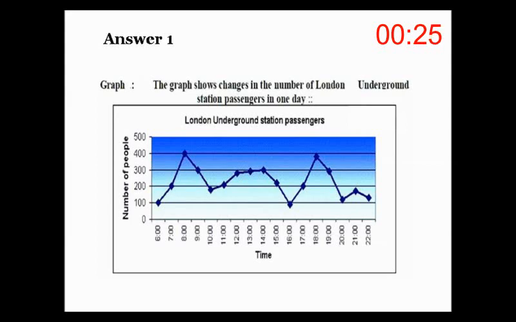According to the graph, after the peak, the number decreased again dramatically to 10 a.m. Last but not least, at 4 p.m. in the afternoon, the number reached the bottom with a figure of 100 and then increased dramatically to 390 at 6 p.m. In conclusion, the peak points are at 8 a.m. and 6 p.m.